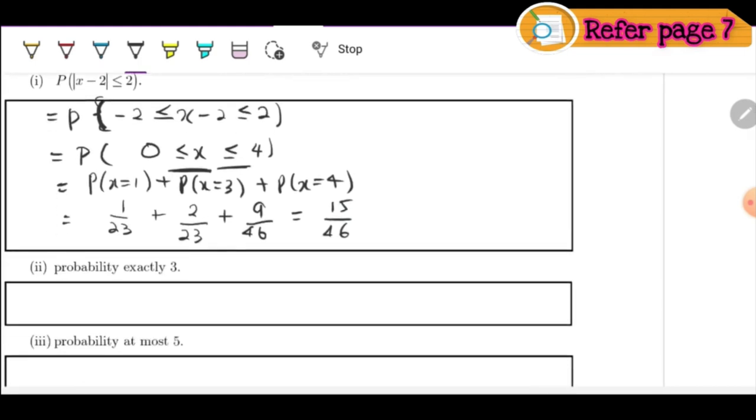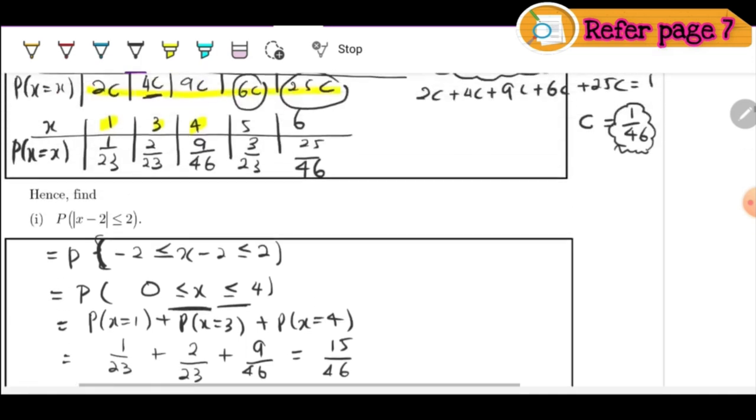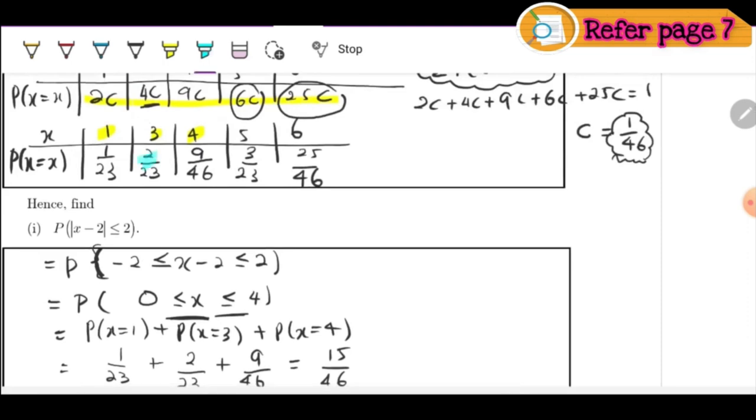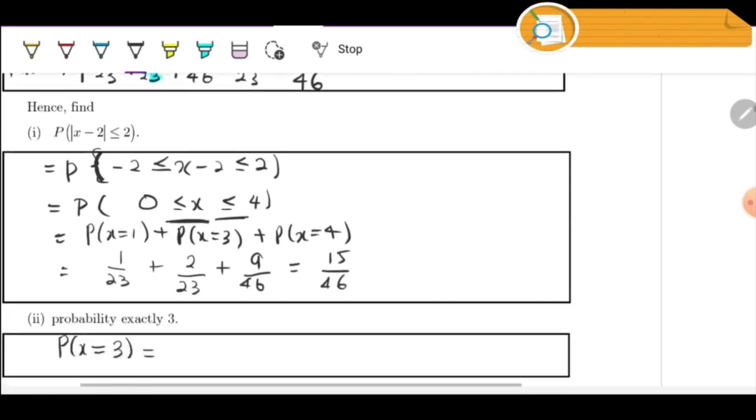Question number 2. Find the probability of exactly 3. Exactly means x equals 3. So from the table, x equals 3 is 2 over 23.